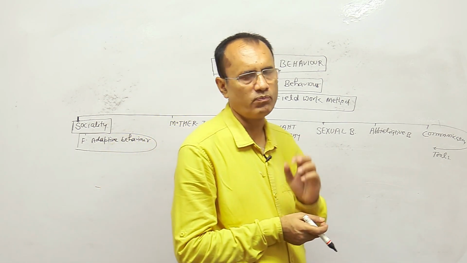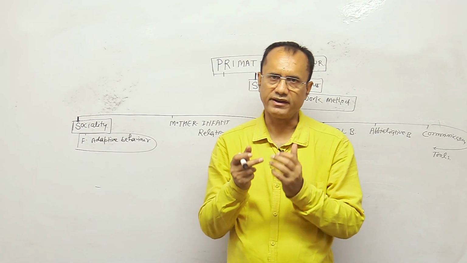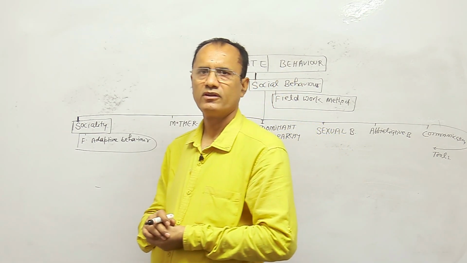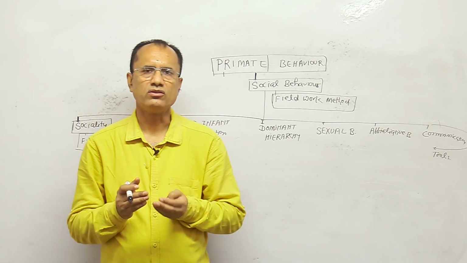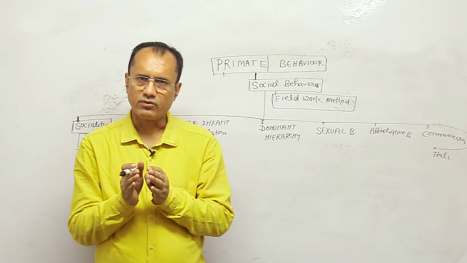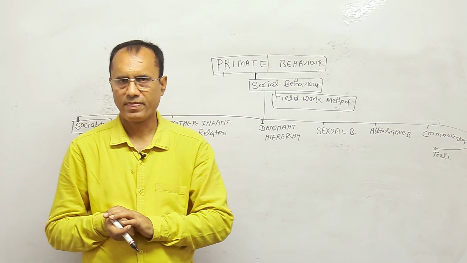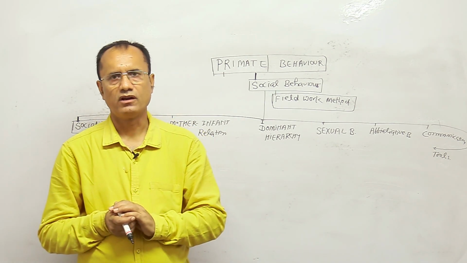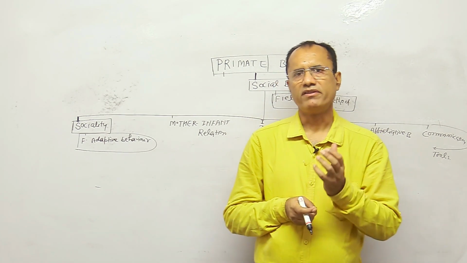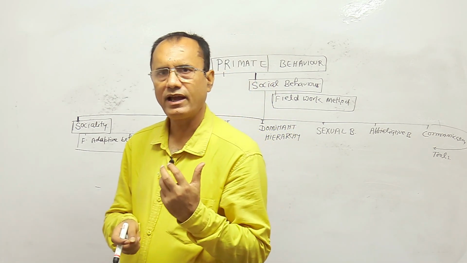They live in a social group. So why do they live in a social group? Why is sociality the fundamental adaptive behavior of primates? We are also social animals, right? So what are the benefits of sociality? What are the benefits of living in a social group? We have to understand that. If we want to understand social behavior and primate behavior, we have to understand the benefits of sociality, why they are social animals, why they behave as social animals.